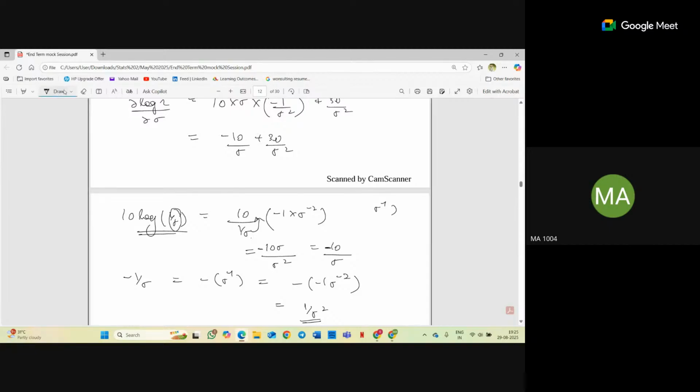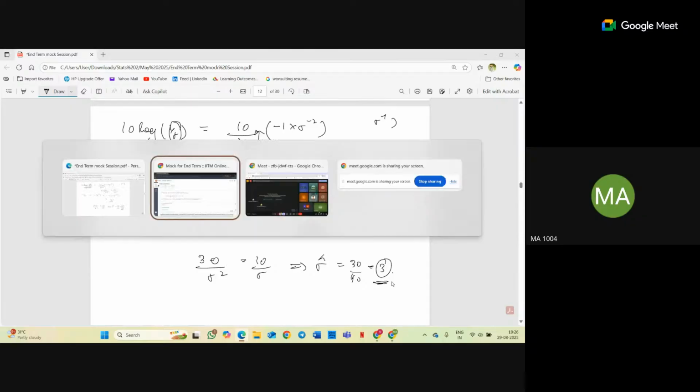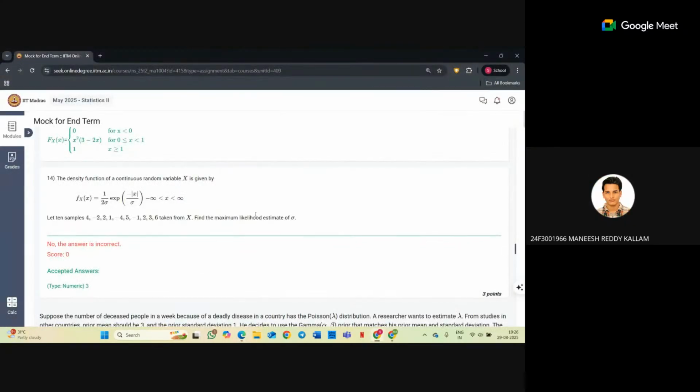Now this will be equal to 0. If you solve this, you will get 30 by sigma square equals 10 by sigma. So sigma will get cancelled, and my sigma will be equal to 30 by 10, which equals 3. So my sigma is coming out to be 3. Is this question clear?